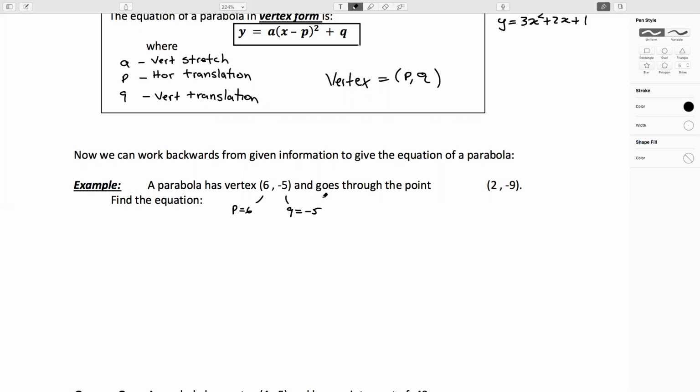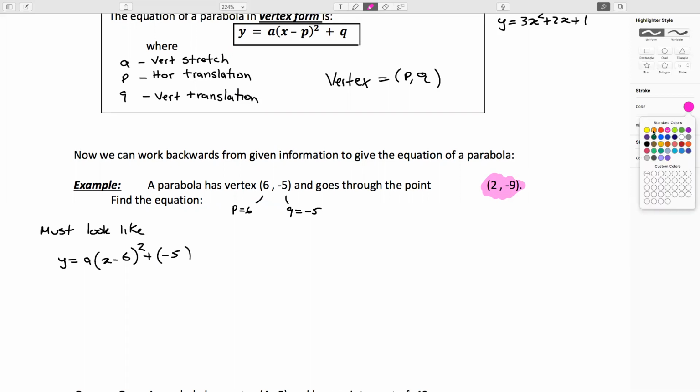All right, so I can now build my function. I know the function must look like y equals a times x minus 6 squared plus negative 5. I've just gone and placed 6 where p was and minus 5 where q is. Okay, but now I don't know what a is. That's where we need to use this point. And this is kind of a complicated trick, but it is something you need to know how to do. And it is something that you will continue to do even in grade 12 pre-calc as well.